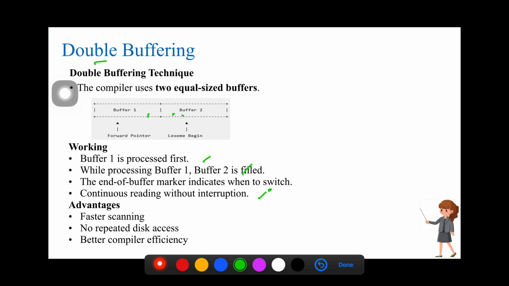It has some advantages: faster scanning, no repeated disk access, better compiler efficiency. We'll move to the next slide.